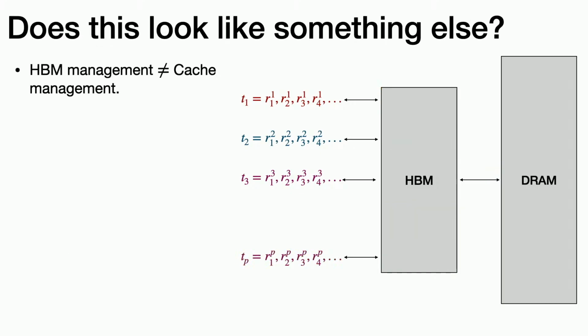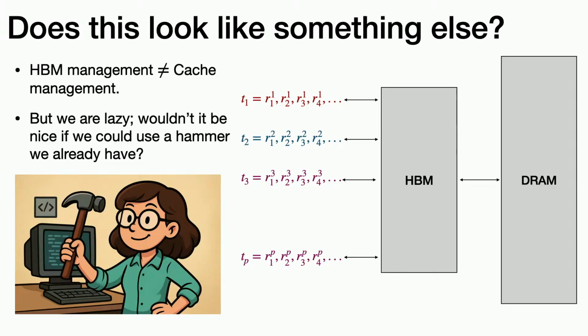So what we figured out is that HBM management doesn't seem to be like cache management, which is sad because cache management was a hammer. Maybe we could have used it. But we're lazy, right? We'd like a hammer. So one would hope that, okay, cache management is not the correct hammer, maybe there's a different hammer that we already have.